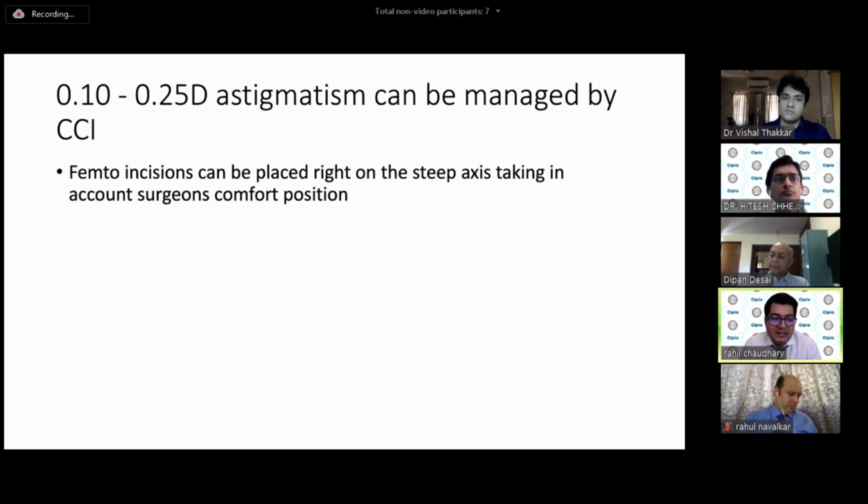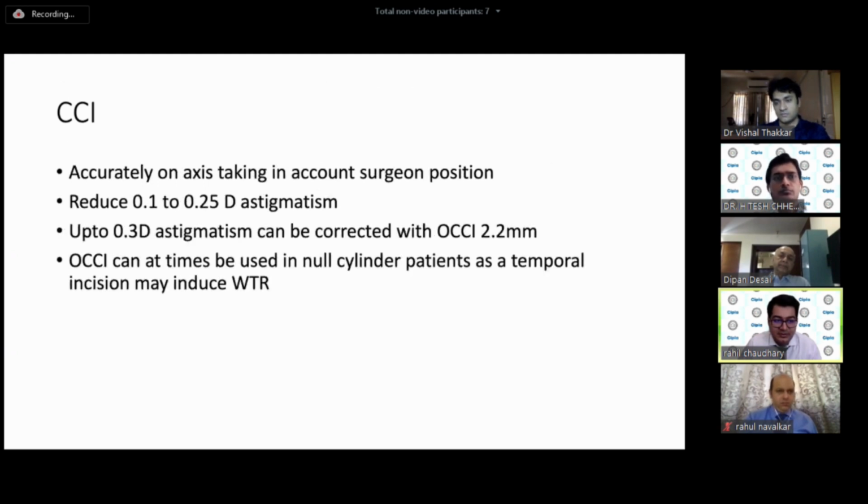So when the astigmatism is to the tune of 0.1 to 0.25, it can be easily managed by using properly aligned CCIs. Femto incisions can be placed right on the steep axis, taking into account the surgeon's comfort position. CCIs can be, as I discussed, placed on the axis. It can reduce the astigmatism to the tune of 0.1 to 0.25.